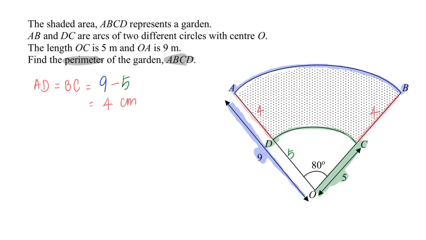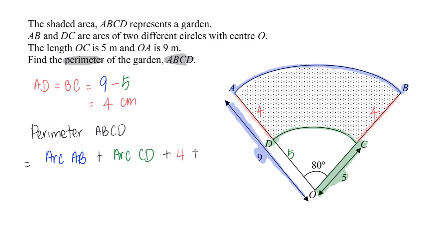Then the blue color and the green color, later you will see, when I find the perimeter of ABCD, you will then see the blue color is the arc length AB plus the green color arc CD. Also need to add the 4 and the 4.